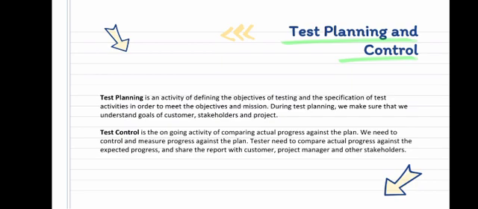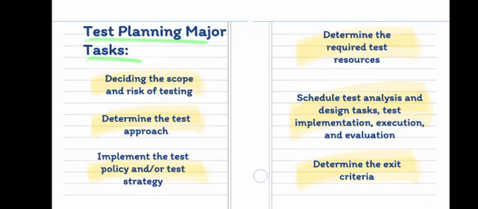designing the test environment. Test control is the ongoing activity of comparing actual progress against the plan. We need to control and measure progress against the plan. Testers need to compare actual progress against the expected progress and share the report with customer, project manager, and the other stakeholders.